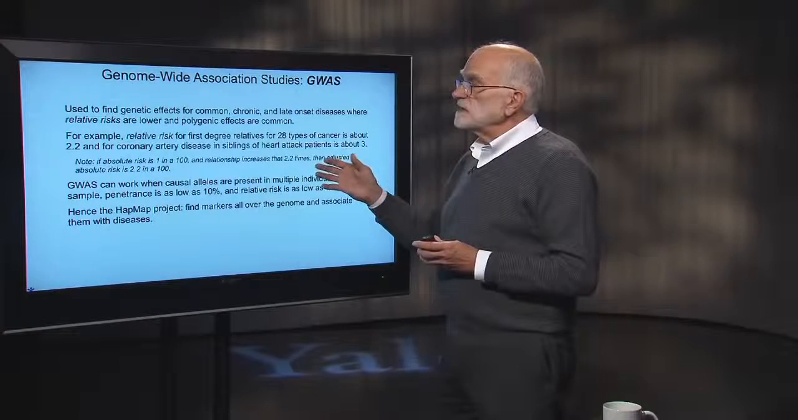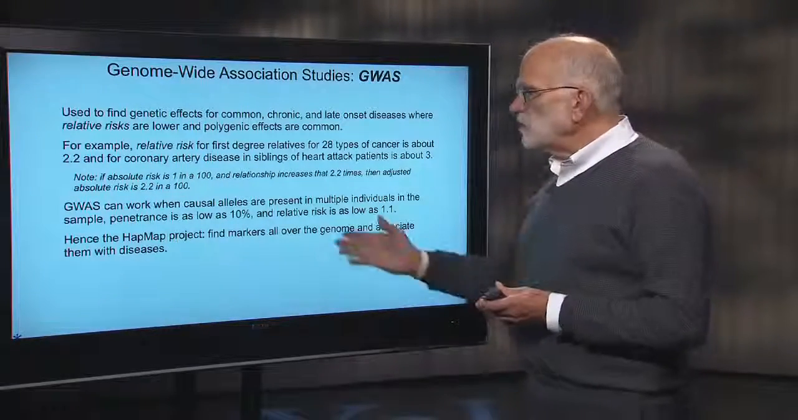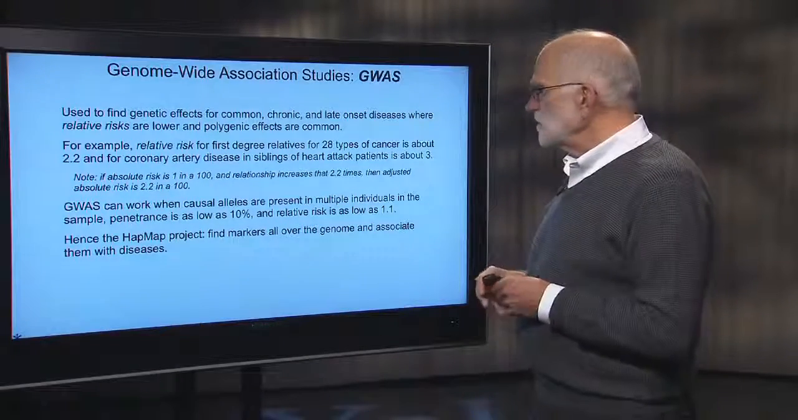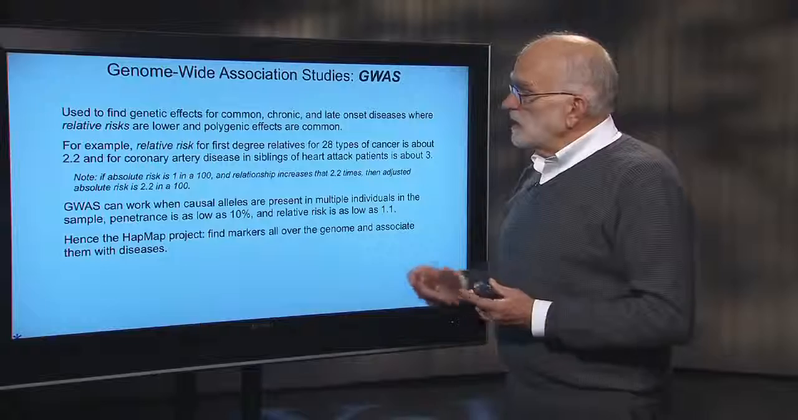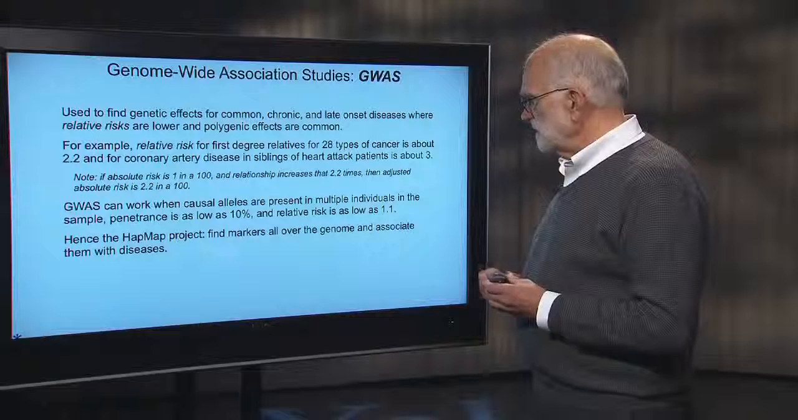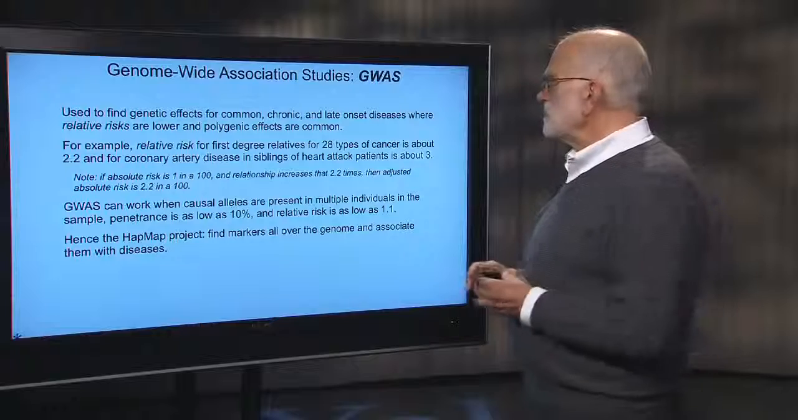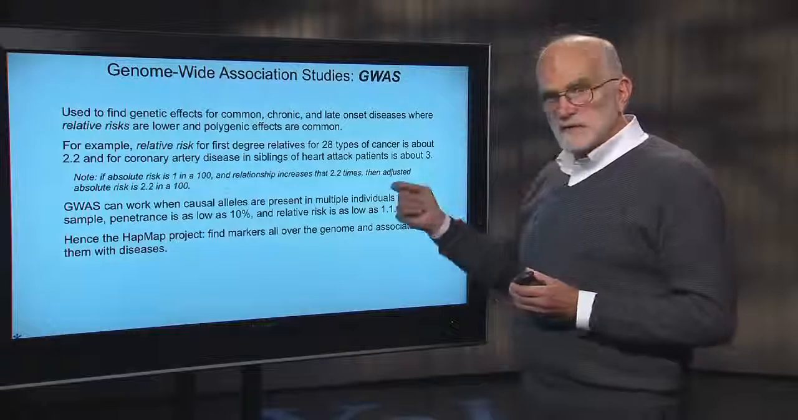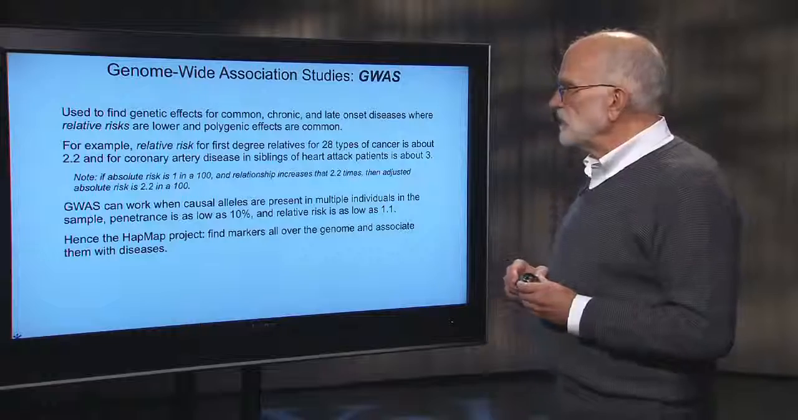Association studies are now called GWAS, just as a way of talking about it in a more compressed format. And they work if the important alleles, the genetic variants, are present in multiple individuals. So you have to have a sample where you run into them several times. They don't always have to be completely expressed. The penetrance can be as low as 10%, and relative risk can be as low as 1.1. So the effect of that gene on increasing the risk of a disease can be as little as a 10% effect.